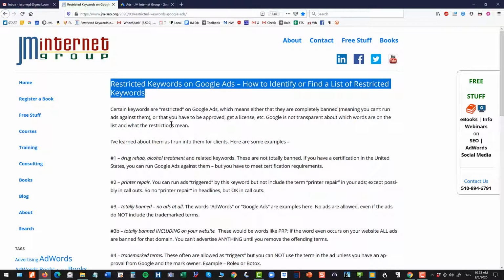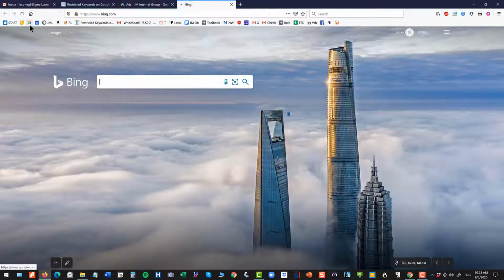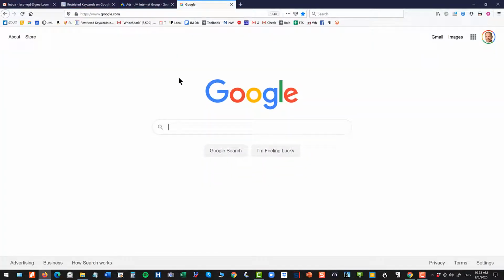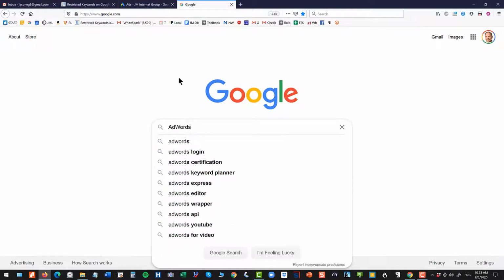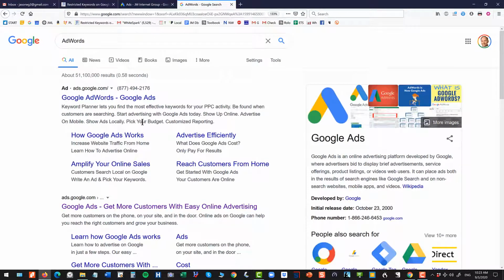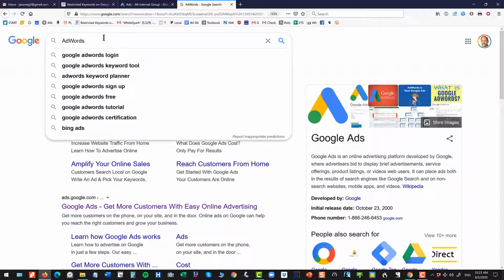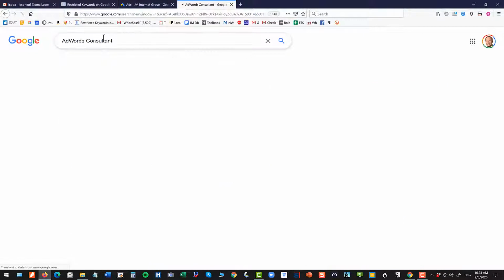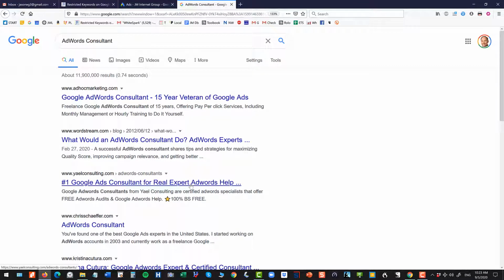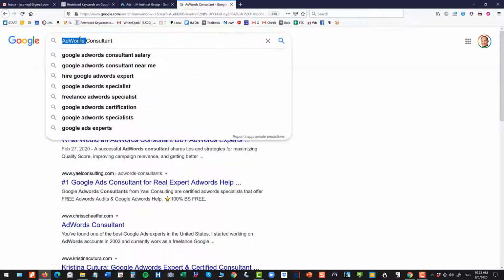So I've created a little resource list for you about the patterns so you can understand what the patterns are. And let's just talk about what I mean by restricted terms. If you go to Google and type in a restricted term, like AdWords, you'll see no ads are able to run for this term, with the exception of Google's own ad. If you put in AdWords consultant, which you would expect there would be ads for, there are no ads. So AdWords is a restricted or blocked term.